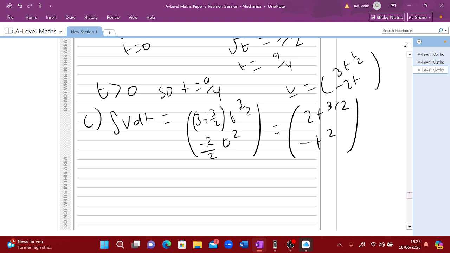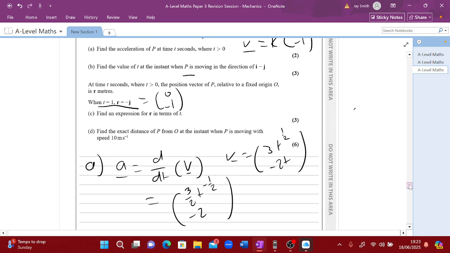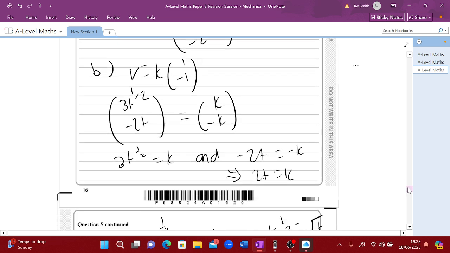But also, when we integrate both of them, we're going to have a new constant as well. We're going to have a constant plus c and another constant plus d. But if we're adding another number to both parts, that's the same as adding a vector, right? In general, when we integrate a vector like this, we add a constant vector to compensate for the integration. So we need a condition like with normal integration, but we are given when t is 1, r is minus j. Well, that's 0, minus 1 in column form. And that's when t is 1.